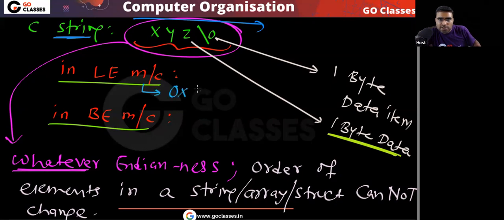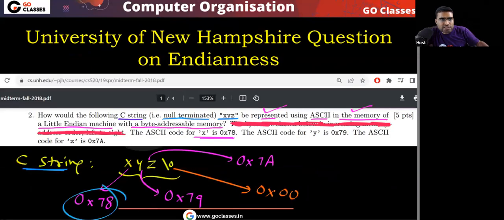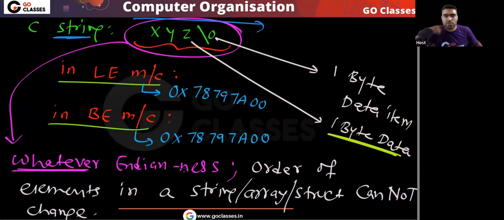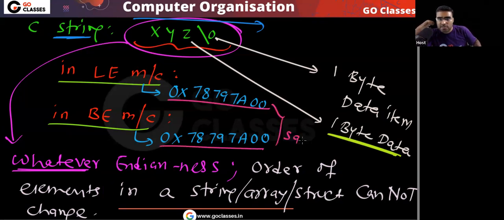In the little endian, what will your answer be? It will be 0x. First you write the ASCII of x, that is 78797A00. So your answer will be 78797A00. This will be your answer in the little endian, and the same answer in the big endian. Understood or not? The same answer in little endian and big endian.